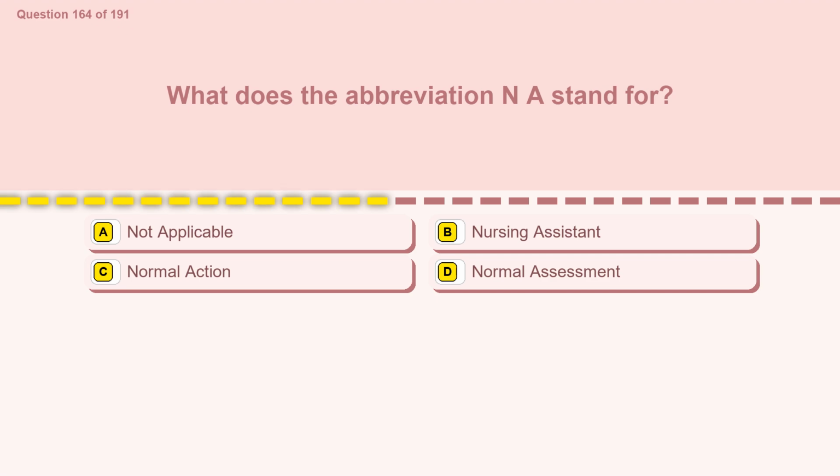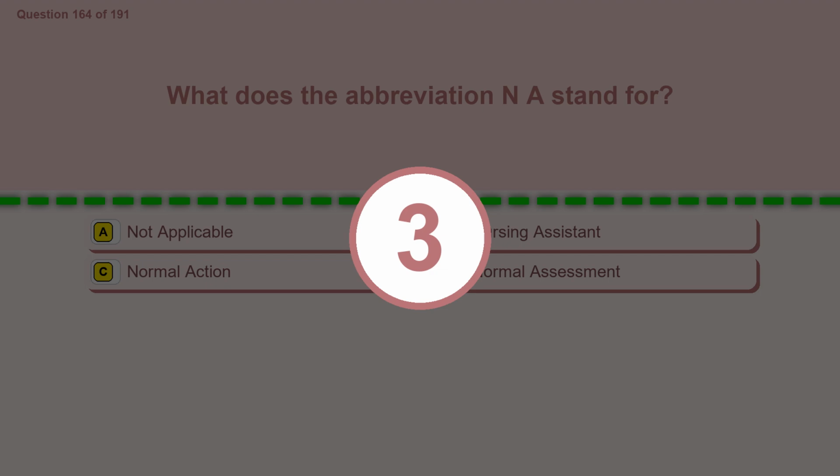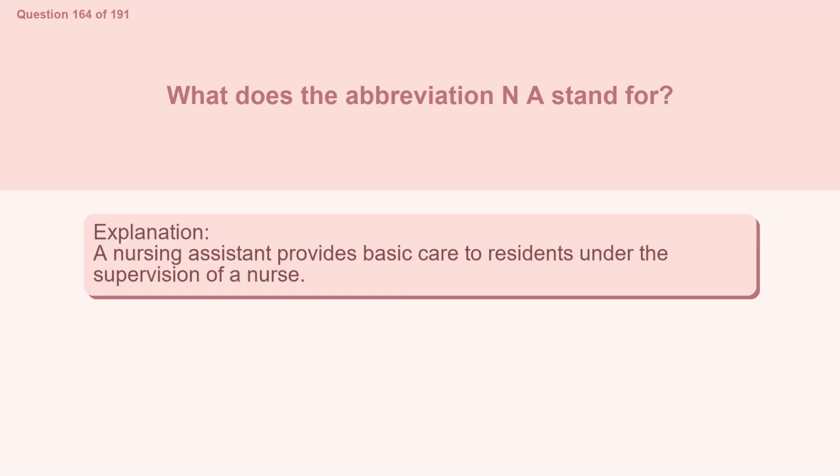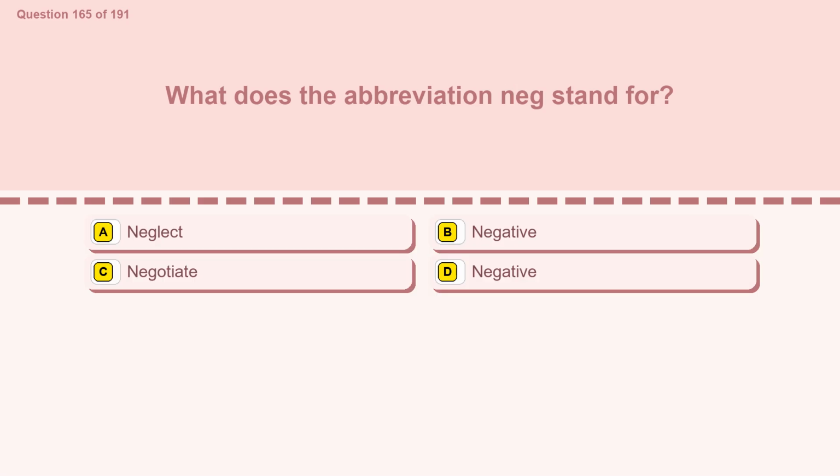Option A, not applicable. Option B, nursing assistant. Option C, normal action. Option D, normal assessment. The correct answer is option B, nursing assistant. A nursing assistant provides basic care to residents under the supervision of a nurse. Question 165. What does the abbreviation NEG stand for?